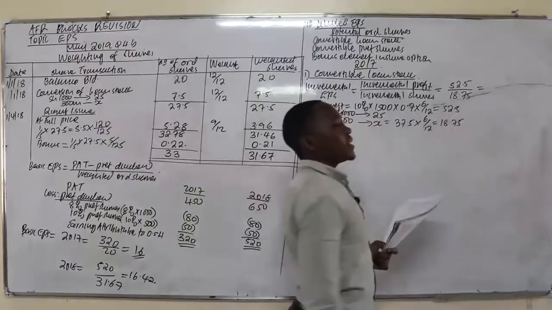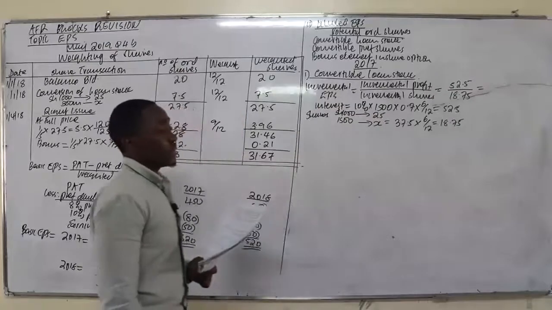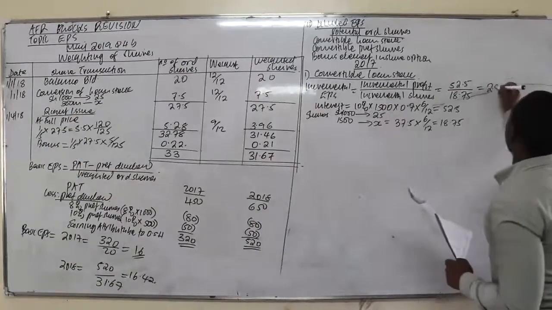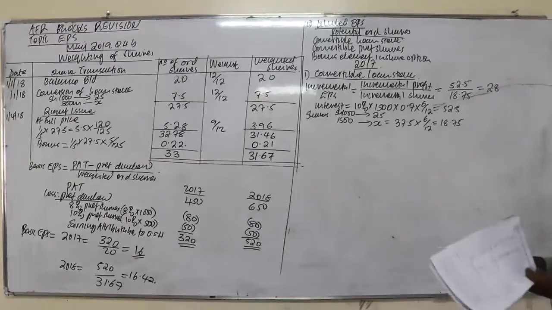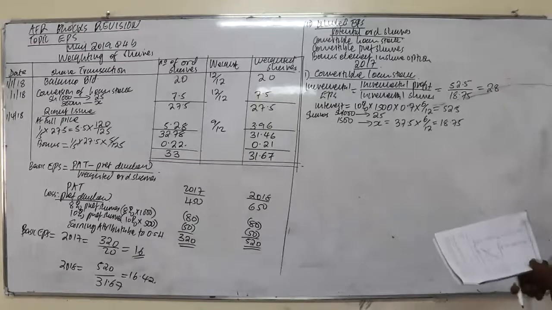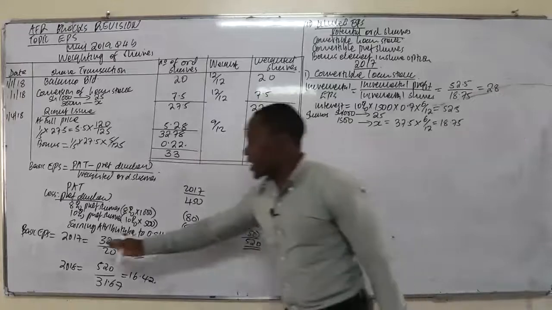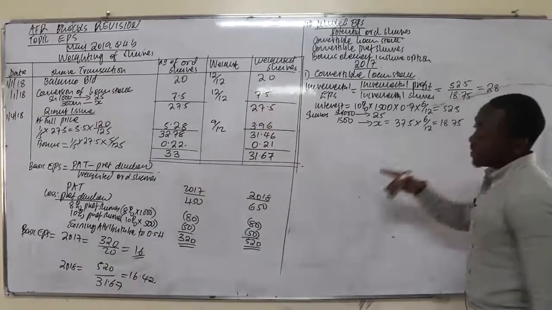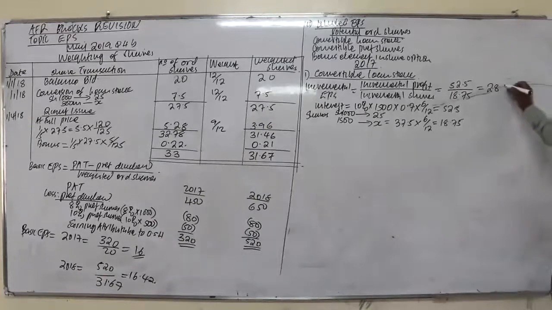So how much is the incremental EPS? 2.8. Now, my question is, is it diluted or undiluted? We just compare. How much is the EPS for 2017? 16. So 2.8 is less than 16. So this is what we call a diluted EPS.